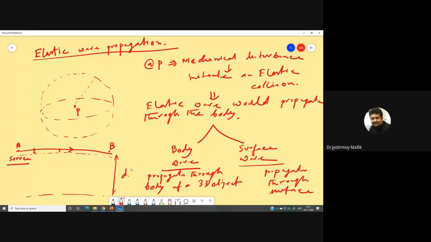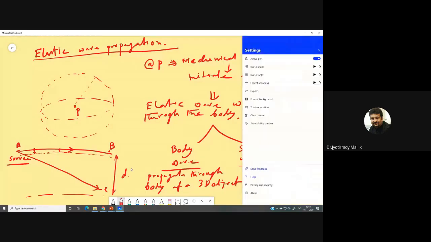The mechanical disturbances or the elastic collisions by means of which the elastic wave would propagate from A to B would be restricted only at the very tiny bit of the surface. It will not penetrate deep. That is what we call a surface wave. And if it propagates from A to C, of course, it would disturb everything. There will be mechanical disturbance throughout the body, and that is what we call the body wave. So this is one fundamental concept.